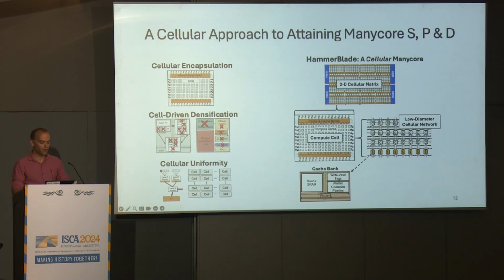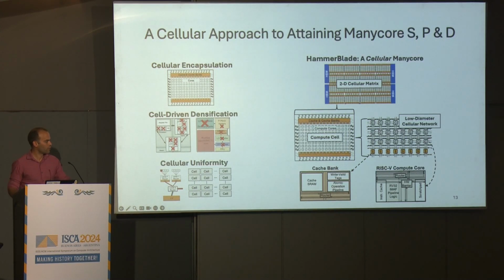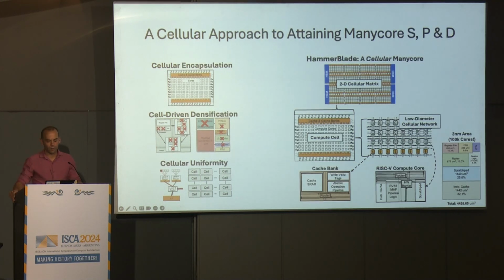The caches are also tiled and are operated on by the hyperdense RISC-V compute cores inside of the architecture. In our experiments, we have demonstrated that in a 3 nanometer process, we estimate that we could achieve a 4,500 square micron area and achieve 100,000 cores in a GPU-sized die.